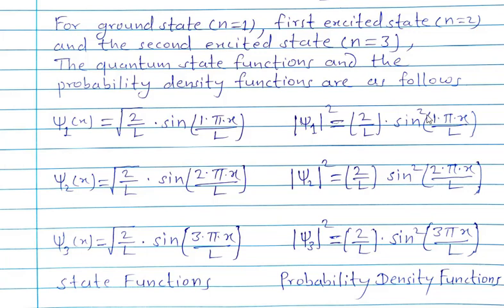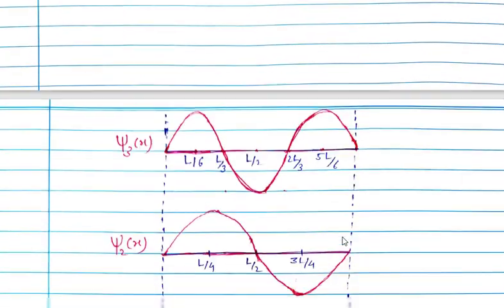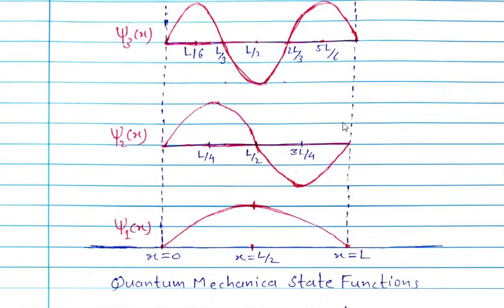The only difference is that here there is the square of this sine function. As we know, the value of sine varies from -1 to +1. While taking the square, the negative values of the sine also become positive. So if we plot these three probability density functions of the particle confined inside a one-dimensional rigid box, what is the possible change compared to the quantum state functions? The negative part of these sine functions becomes positive. While taking the square, the -1 value becomes positive.